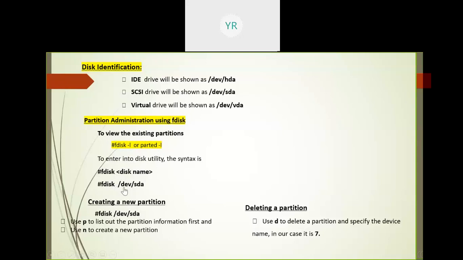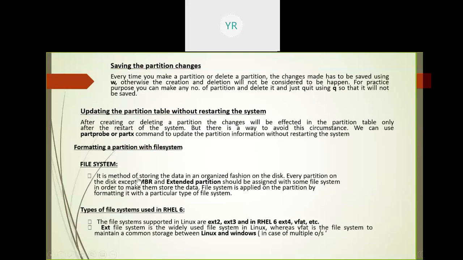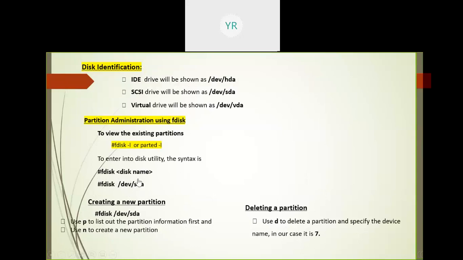If you want to see only one particular hard disk, you need to use fdisk and that hard disk name. If you want to create a new partition, you again use the command fdisk /dev/sda, and then a menu will open. I will tell you the commands right now: p, n, and so on. If you want to create a new partition, use n. After that you will get some options; choose the option based on your requirement. If you want to list all the partition information, use p. If you want to see help information, use m.